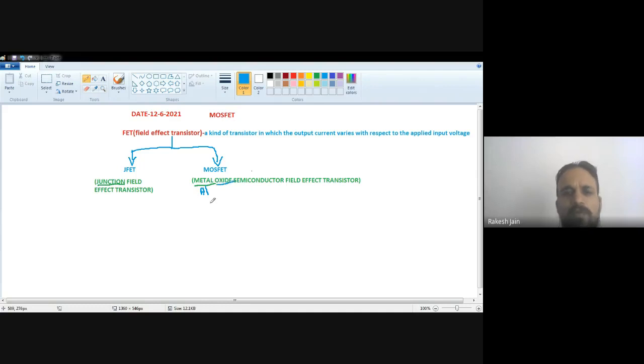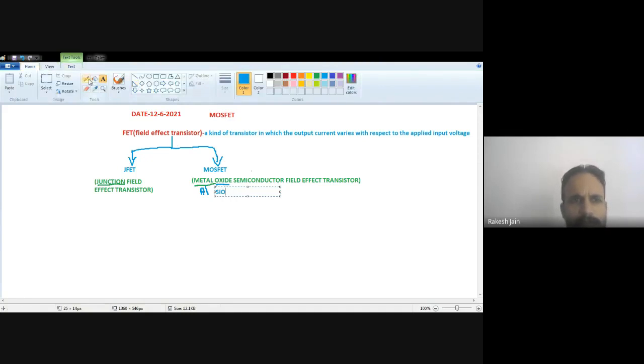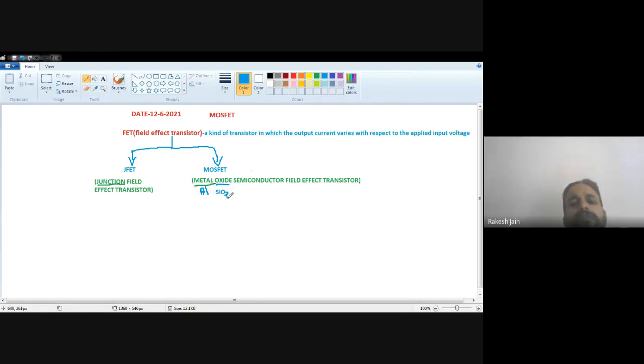The second word is oxide. Now, why do we use the word oxide? We use the word oxide because for the construction of this device, we use silicon dioxide, which behaves as a perfect insulator. In the construction of this device, we will see that silicon dioxide, which is a perfect form of insulator, is actually used, after which the terminal will be taken out from the aluminum metallization. That's why we use the word oxide, because a silicon dioxide layer is there.